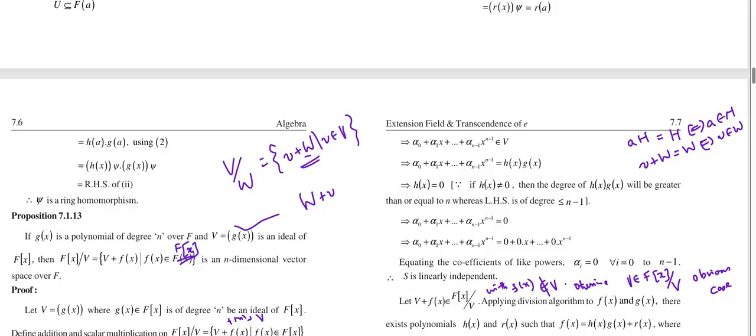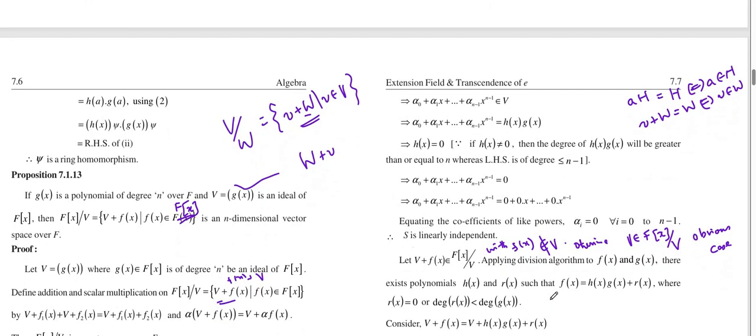Next we have to show that S spans F[x]/V. For that we consider an arbitrary element, say V plus f of x in F[x]/V. Now that you have got two members, f of x and g of x, F[x] being a Euclidean ring, you can use the Euclidean algorithm, which in this case is called the division algorithm. So we apply the division algorithm to f of x and g of x. Applying that, there exist polynomials h of x and r of x such that f of x is equal to h of x into g of x plus r of x. Here what we can mention about r of x is that it is either 0 or degree of r of x is less than degree of g of x.